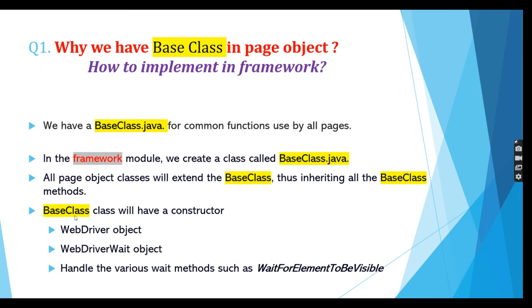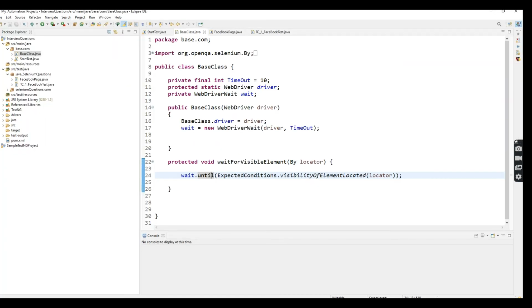Next, the base class will have a constructor. I defined a WebDriver object and a WebDriverWait one, and I created one method, which is wait for element visible, using WebDriver driver initialization, where I initialize the WebDriverWait. This WebDriverWait I'm going to utilize inside the explicit wait, right? This driver I'm going to use inside WebDriverWait. So these are the steps we did inside the base class.